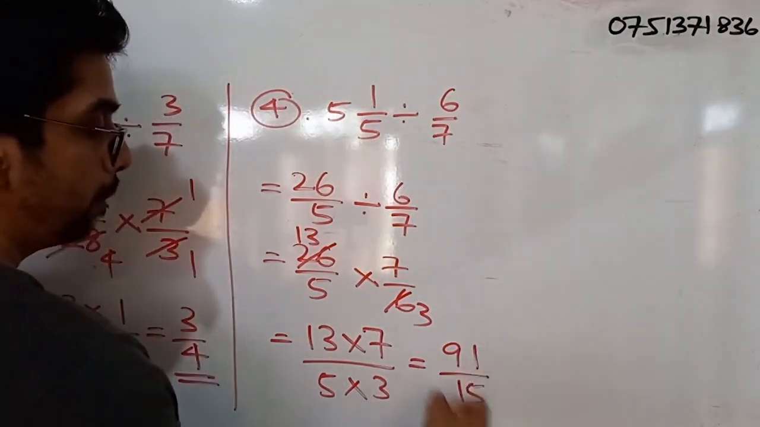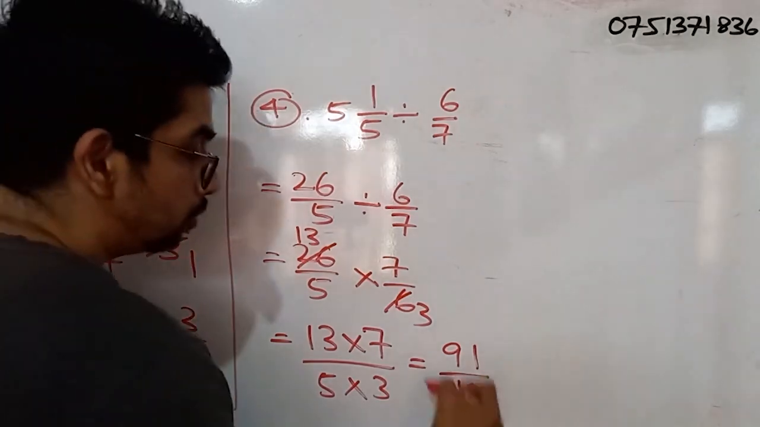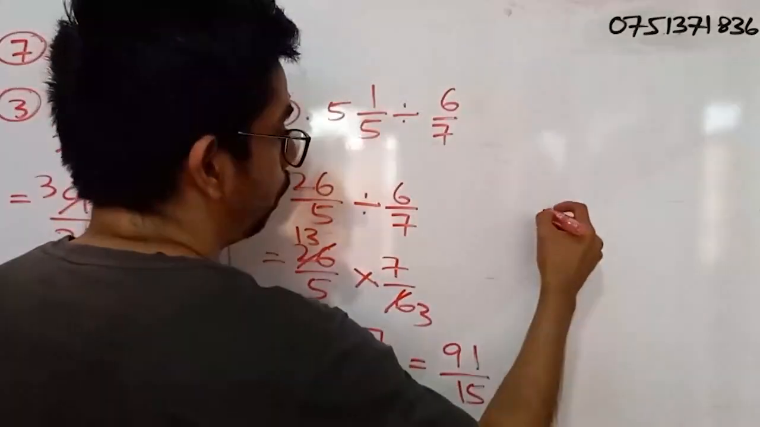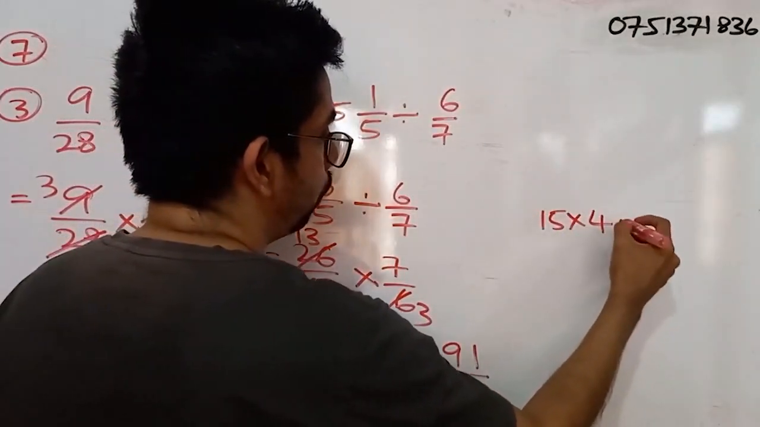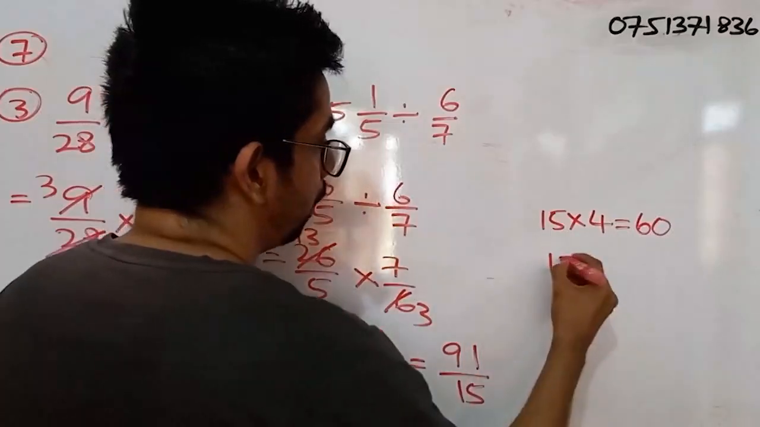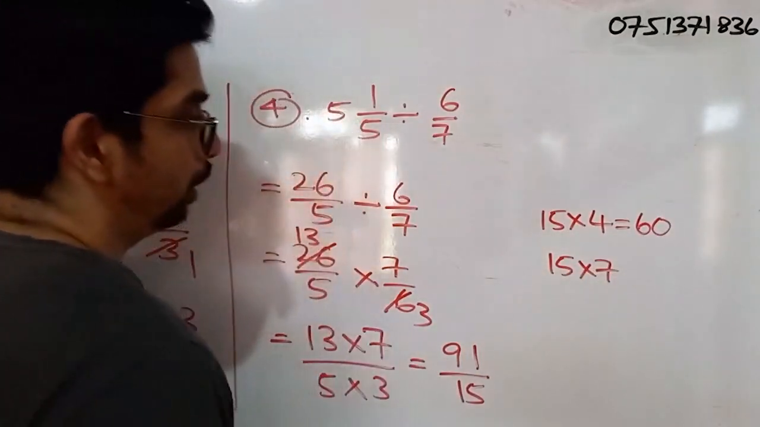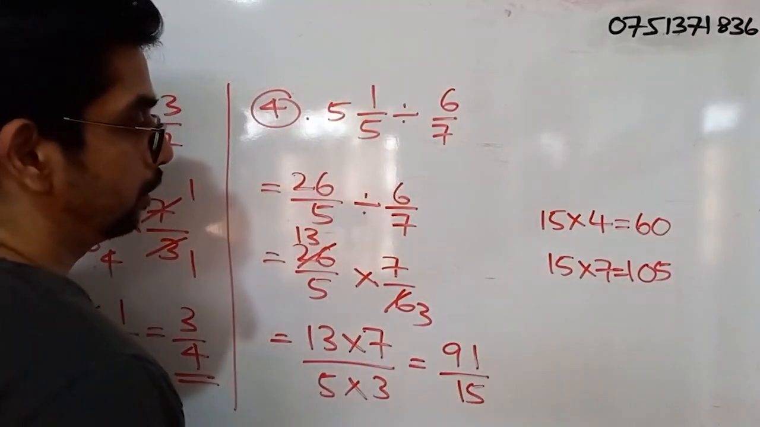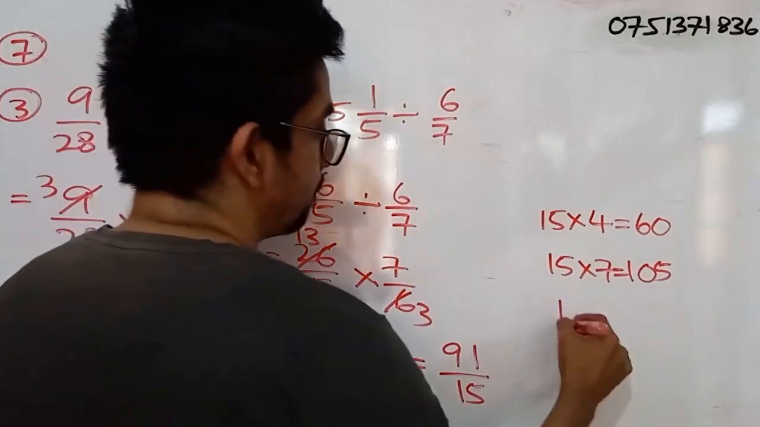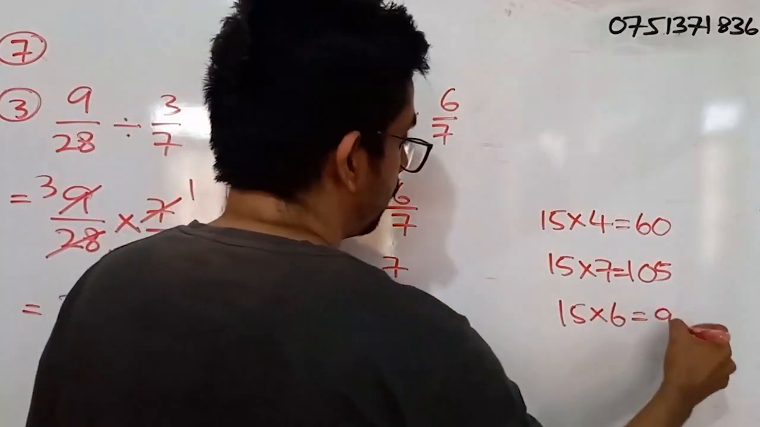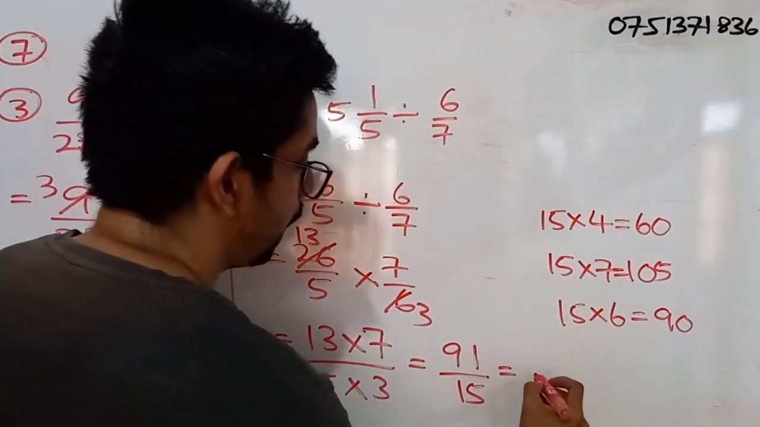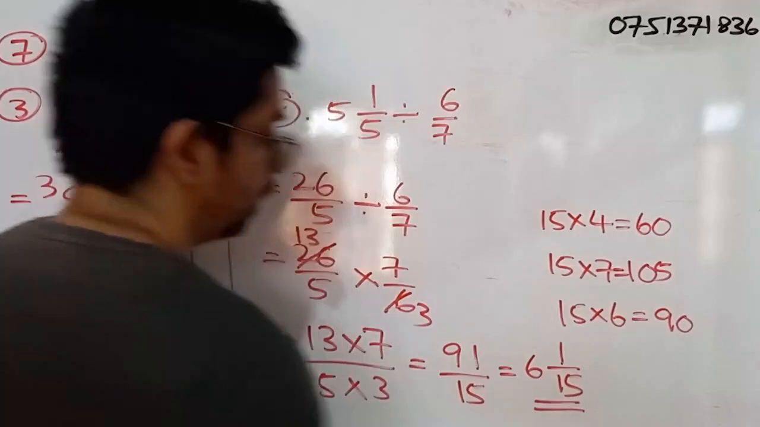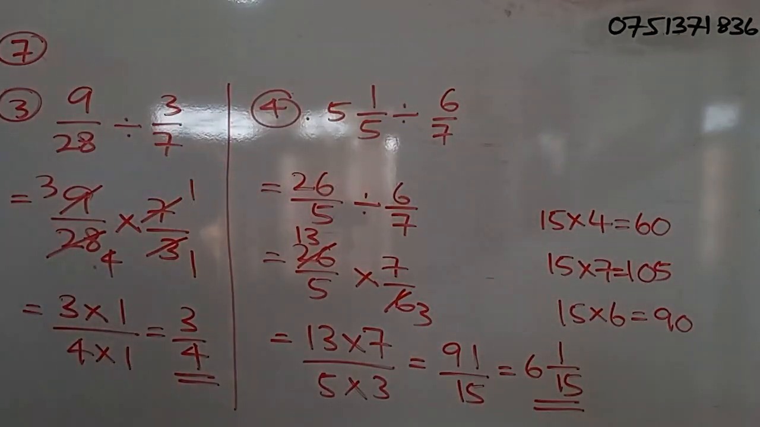Now we cannot simply write this as the answer. We have to convert this into what? Mixed number. Right? So we know 15 times 4 that is 60. And 15 times 7 that is what? 105. Right? 15 times 6 we know that is 90. So here what will be the answer? 6 and 1 by 15.